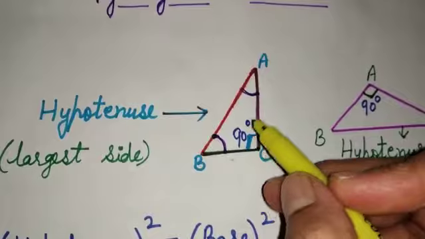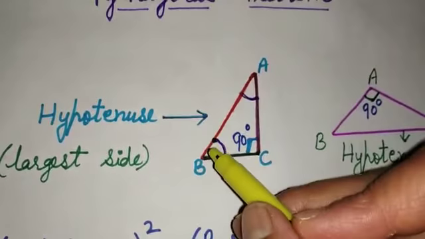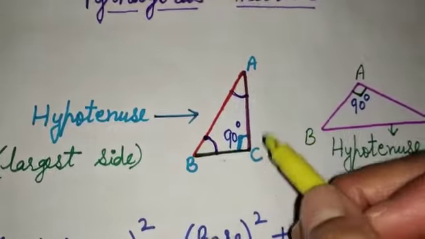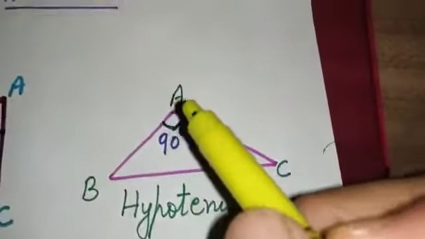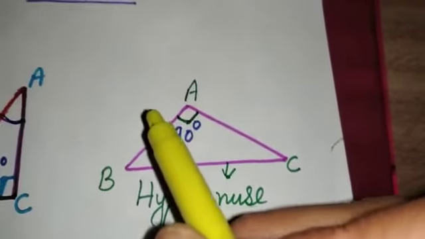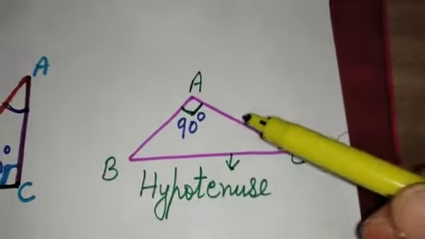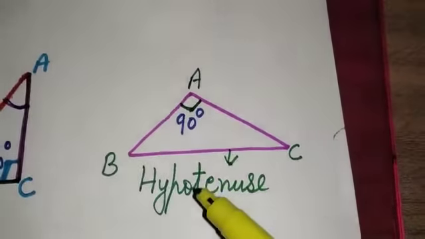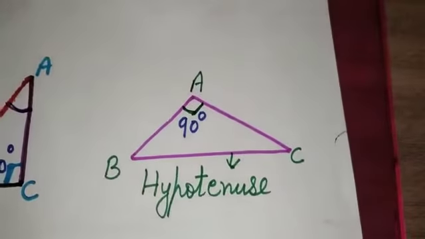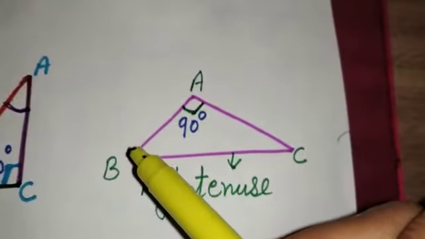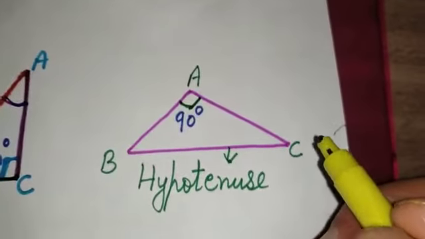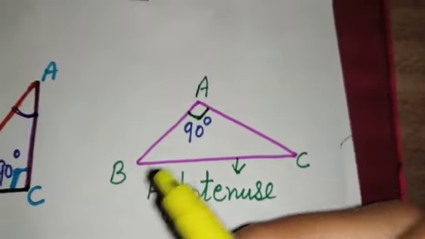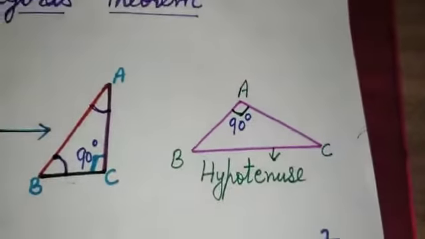Side opposite to 90 degrees, that is AB. Here AB is the hypotenuse, BC is the base and AC is the perpendicular. Now, in another triangle ABC, in which the right angle is at A, the side opposite to this right angle is BC. BC is the hypotenuse and of the remaining two sides, one is the perpendicular and the other is the base. Either AB can be the perpendicular and AC the base, or AC can be the perpendicular and AB the base.